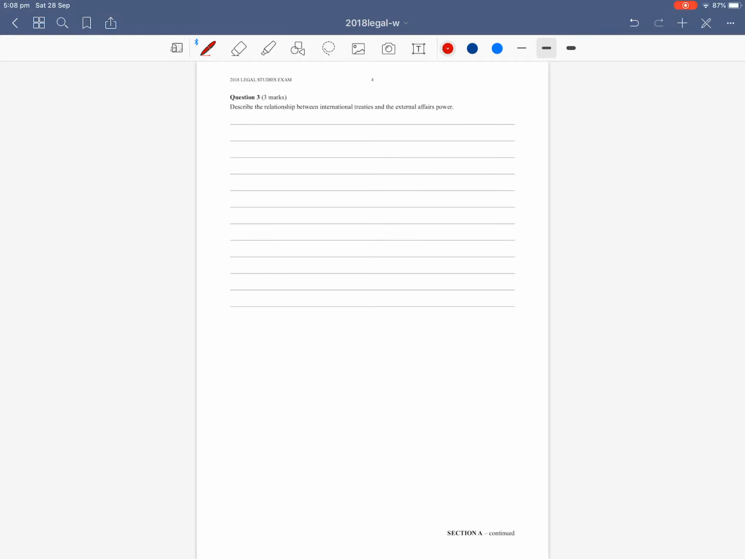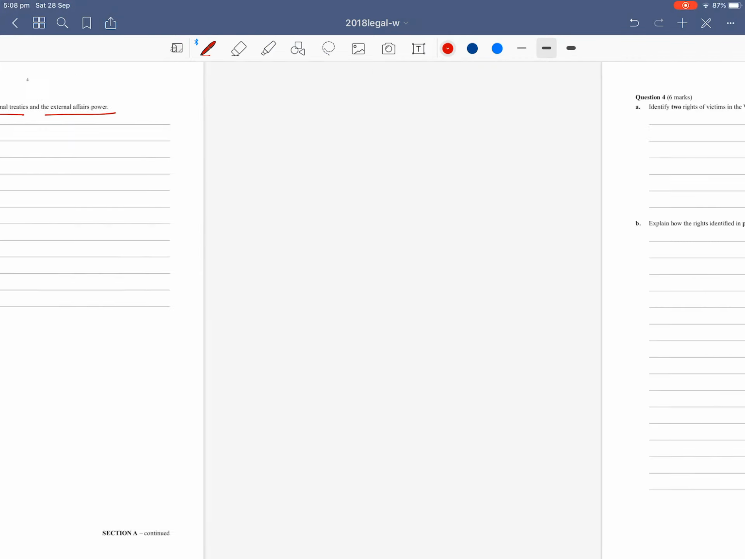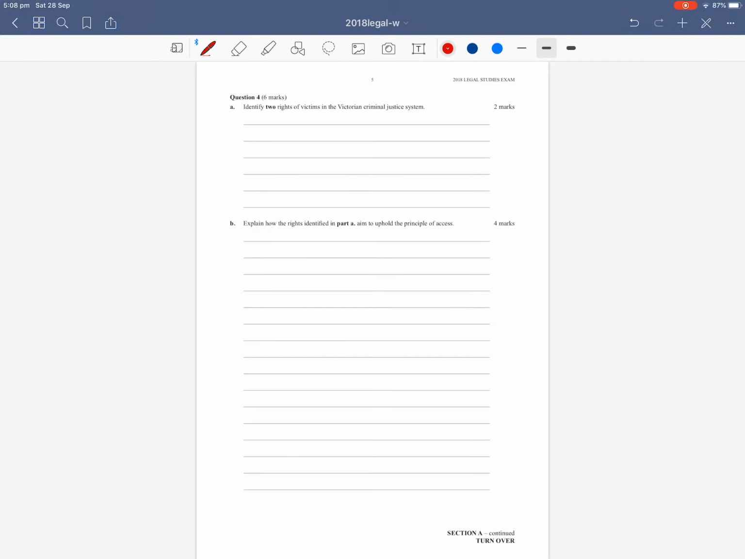Here we don't have any stimulus material and it's just quickly telling you describe the relationship between treaties and external affairs powers. Straight to the point, done. Question 4, now this is where we see a bit of an A and a B situation. So it goes, identify 2 rights of victims in the Victorian criminal justice system, and then explain how the rights identified in Part A aim to uphold the principle of access.